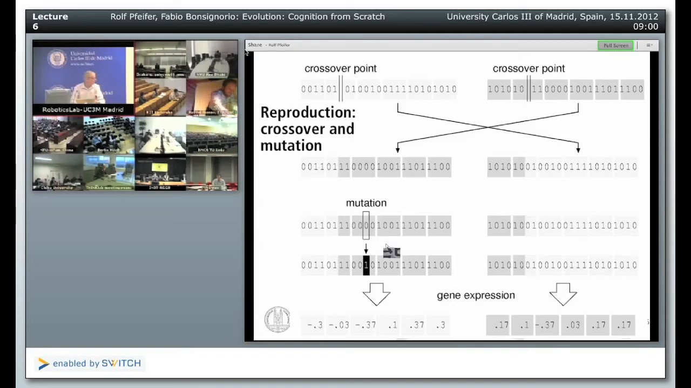And then the second process that we use is mutation. So we randomly choose a particular bit or a particular location in the genome, and with a certain probability we flip it.